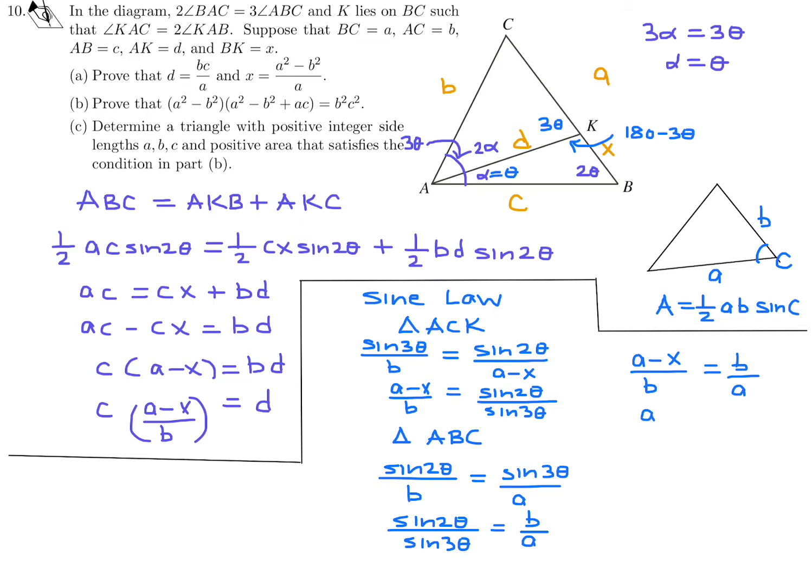So that means that A minus X times A is the same as B squared. Now A minus X over B is B over A, so I can make that substitution, B over A. And guess what? That proves the first one. Prove that D is equal to BC over A. I just proved it. D is indeed equal to BC over A. So that's done.